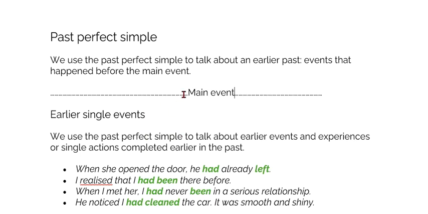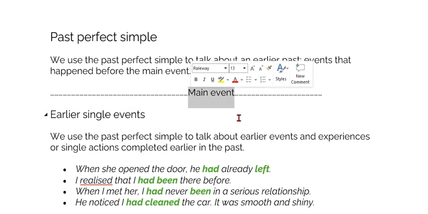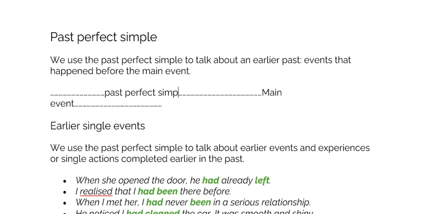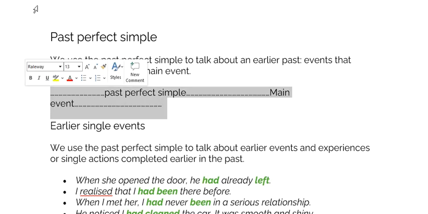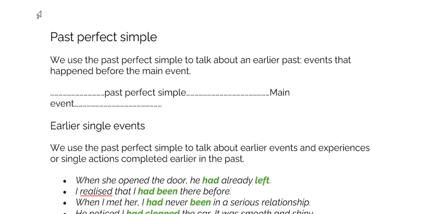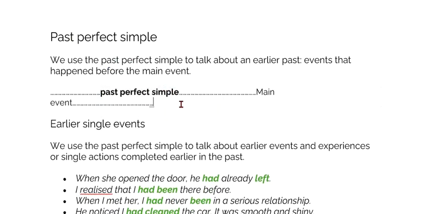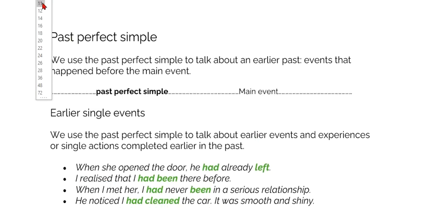Now, I don't want to talk about this main event, because the main event can be expressed using simple past. I want to flash back in my story. I want to talk about an earlier past. So for the earlier past, we should use past perfect simple. So you see, past perfect simple for the flashback, and then we have the main event here. Let me give you an example.